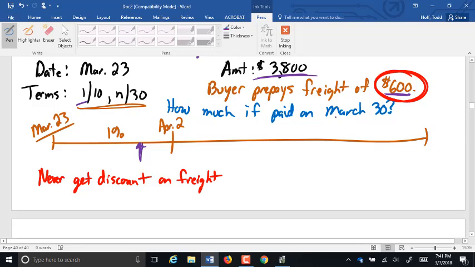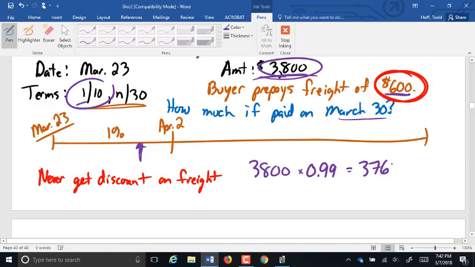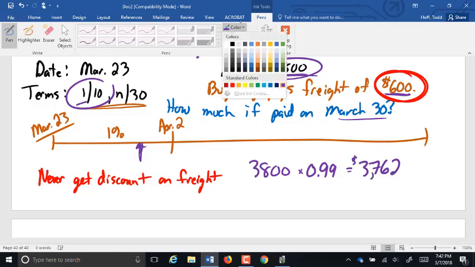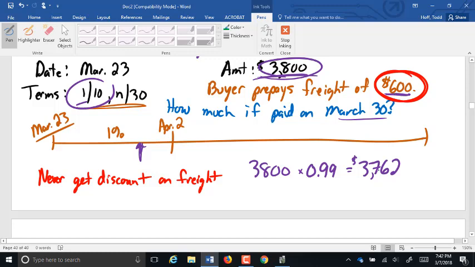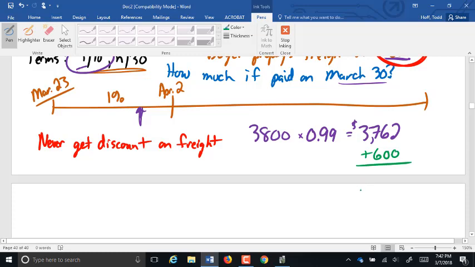So to find the amount paid on March 30th, we take the invoice amount of $3,800 times what percent discount do we get? 1%, so times 0.99 gives us $3,762. And then we add the $600 to that, giving us a total of $4,362 that is paid on March 30th in order to pay off that invoice.